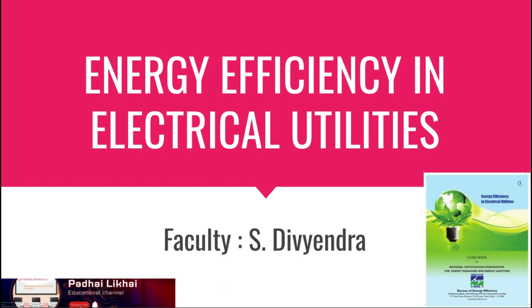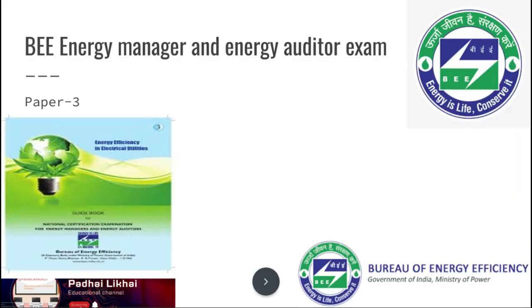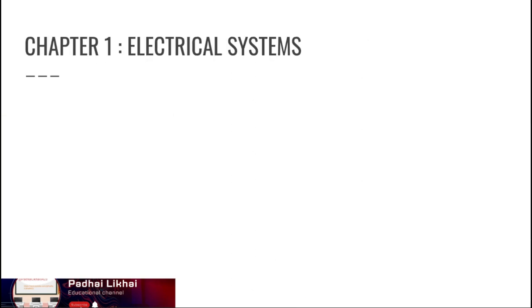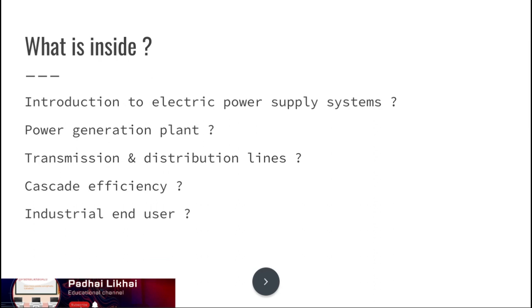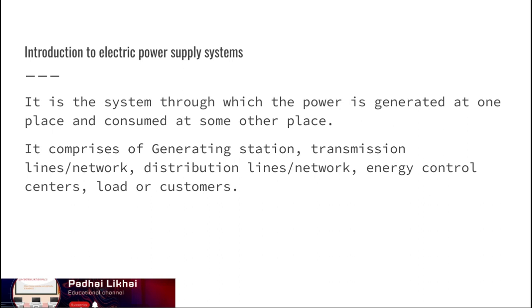So the third paper is energy efficiency in electrical utilities, and we are going to discuss chapter number 1. Chapter 1 is regarding electrical systems, in which we are going to discuss the introduction to electric power supply systems. Then we are going to discuss the power generation plant, then the transmission and distribution lines and cascade efficiency, also industrial end users. So let us begin with the introduction to our electric power supply system.